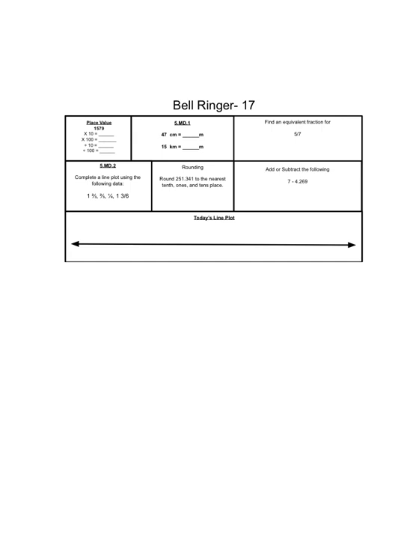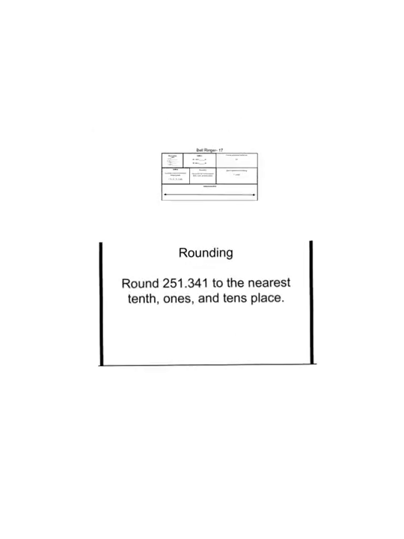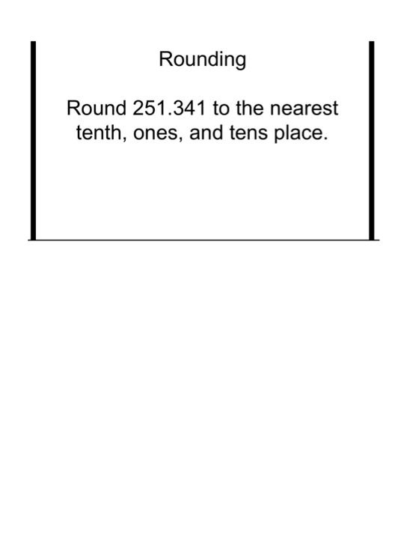Today's bell ringer has some different and more challenging questions for you to work on. So we're actually going to start with the rounding question first. We're going to round 251 and 341 thousandths to the nearest tenths place, ones place, and tens place. So let's get started. First, we need to find the digit in the tenths place, which is a 3.